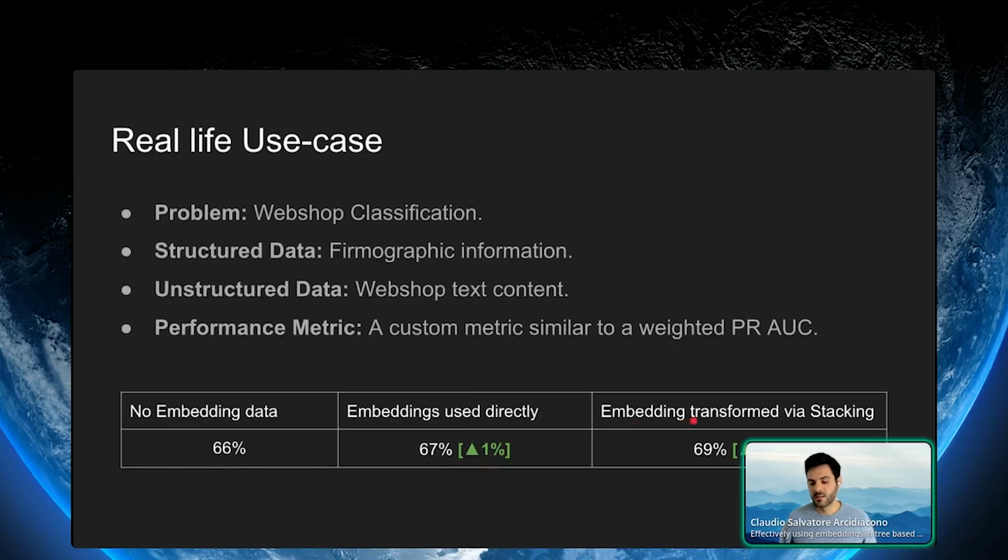However, when we feed the embeddings transformed via stacking, so in the second way that I explained, we see an increase in performance which is 3 times bigger than just passing the embeddings directly. So at least for our specific use case, passing embeddings via stacking led to a much bigger improvement than just passing the embeddings directly. Of course, your mileage might vary, but given the structure of tree-based models, I see that it's very likely that reducing the dimensionality of your embeddings in some way is going to make the embeddings a bit more digestible for tree-based models.